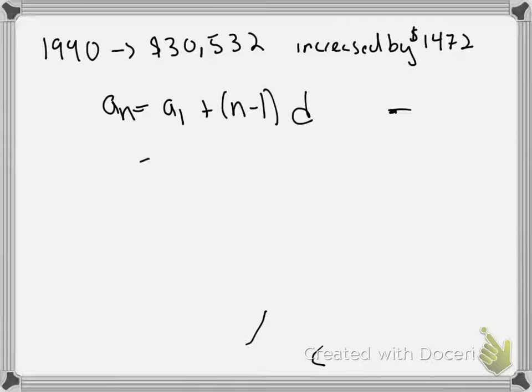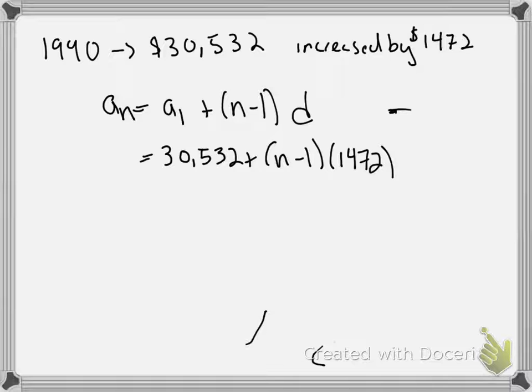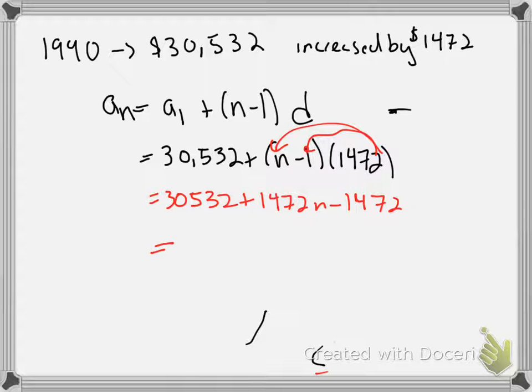We know our first year is going to be a sub 1, that's 30,532 plus n minus 1, and my difference here is an increase of $1,472. Again, if we wanted to write that out as an actual nice looking formula, we distribute that in. So I end up with 30,532 plus 1,472n minus 1,472, which gives me a sub n equaling $29,060 plus 1,472 times n.